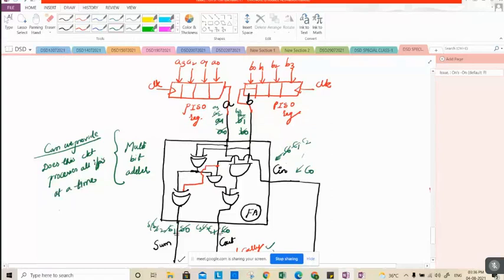No sir, it won't process all the inputs at a time. Only per clock, only one bit of A and B, bit by bit: A0 B0, next A1 B1, next A2 B2, next A3 B3, A4 B4, up to AN BN. Hence this is called a serial adder.